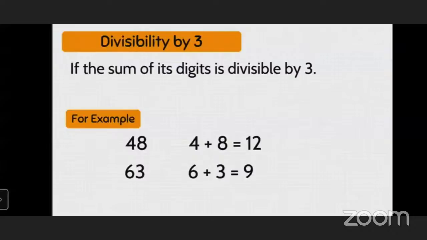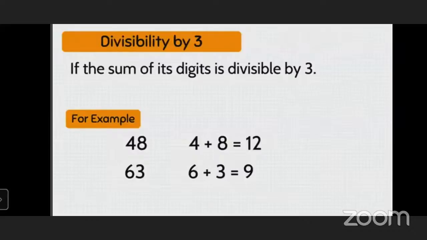Likewise, 63. In 63, 6 plus 3, the sum is 9, and 9 comes in the table of 3. So that's why 63 is also divisible by 3. So whenever we add the digits of a number and get a number which comes in the table of 3, the number will be divisible by 3. This is a very simple and easy method to find out whether any number is divisible by 3 or not.